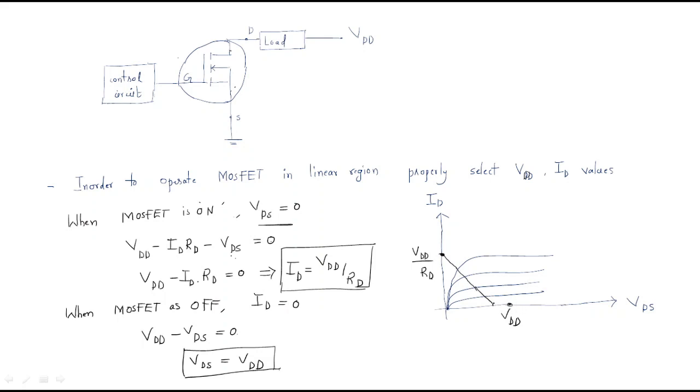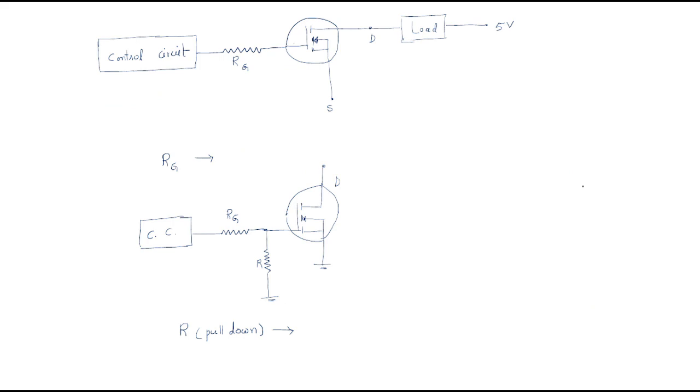This is the VD value, and this is the load line. In order to operate the MOSFET as a switch, you should operate along this load line. Then it will operate effectively as a switch.